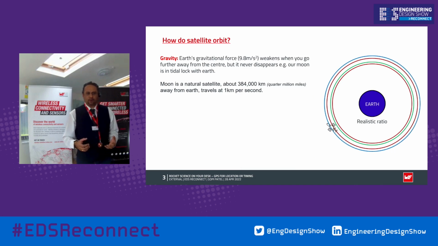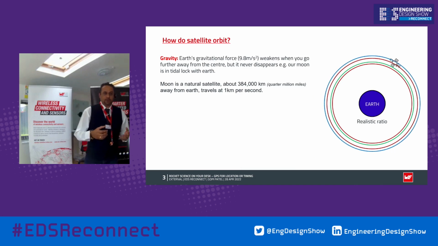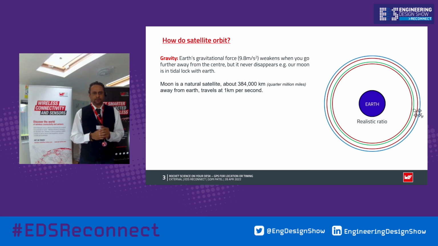Now, how does a satellite orbit, or what if you want to launch your own satellite, what do you have to do? First of all, consider Earth's gravitational field, which is 9.8 meters per second squared. If you go away from Earth, it gets lower and lower, or diminished, but it never disappears. Take the example of the moon. It's still far, but it can affect us in terms of tides and the water levels and so on.